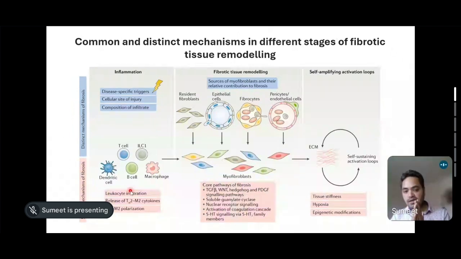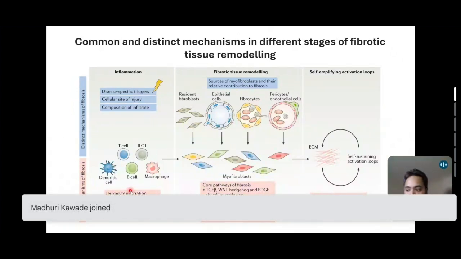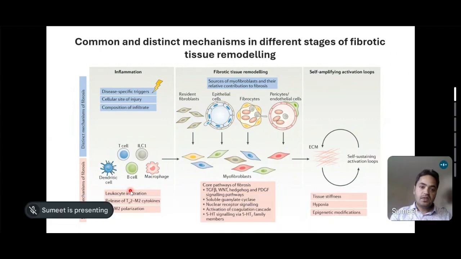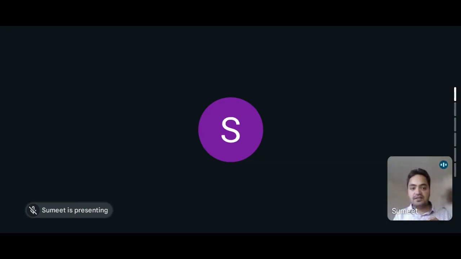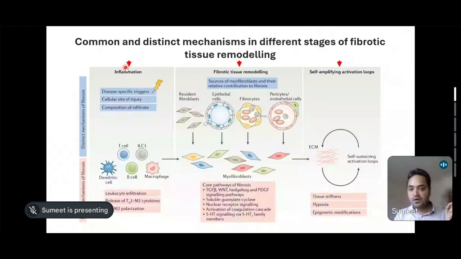What you can see here is the whole fibrosis response and its stages. So the very first thing which happens is inflammation. So this could be as a result of any wound or as a result of any bacterial infection, or it could be a disease specific trigger or cellular site of injury. It could be anything which actually results in inflammation.